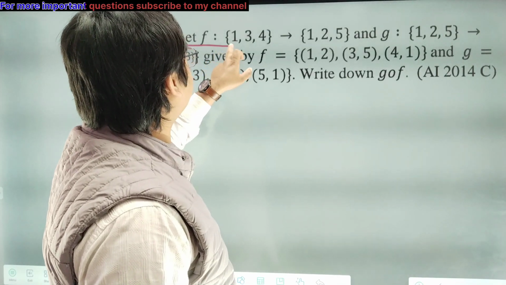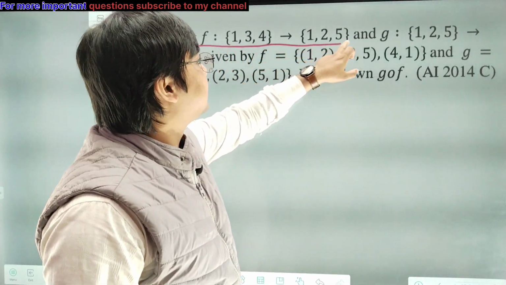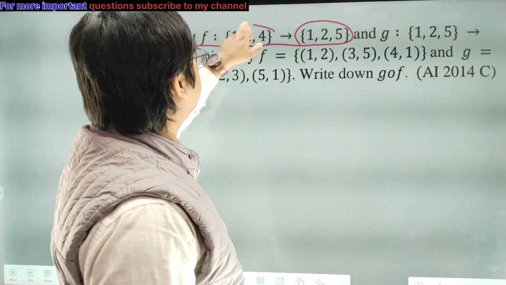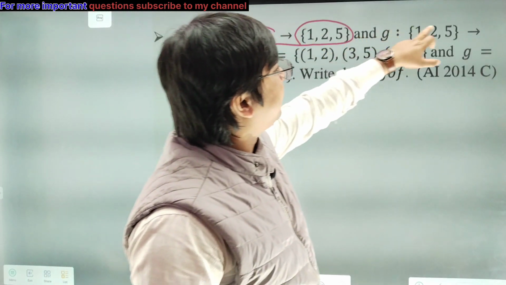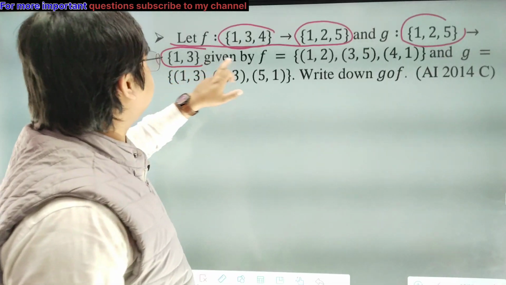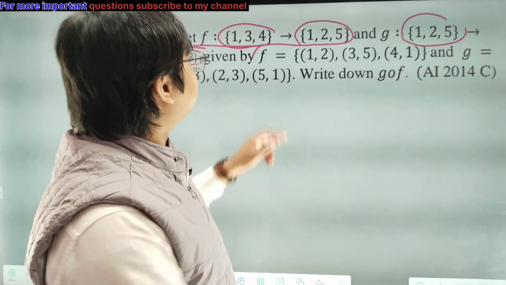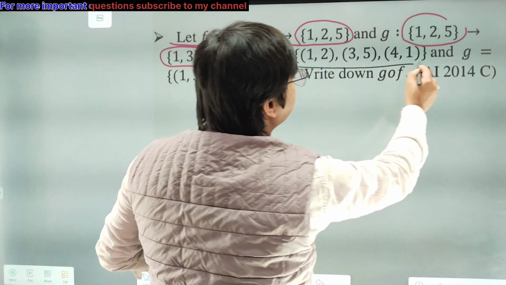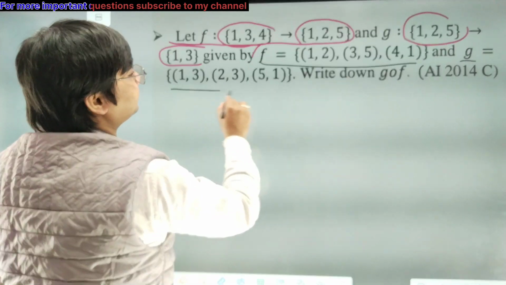Now, let f be a function from this set to this set, and g is a function from this set to this set, and they are defined this way: f is this one, and g is this one.